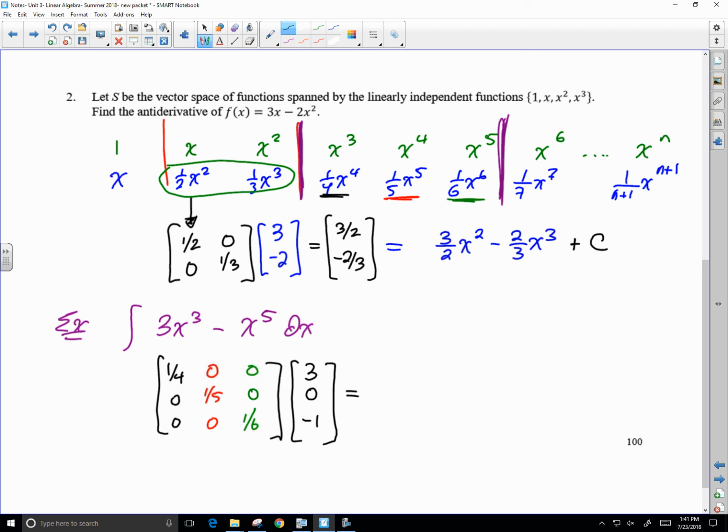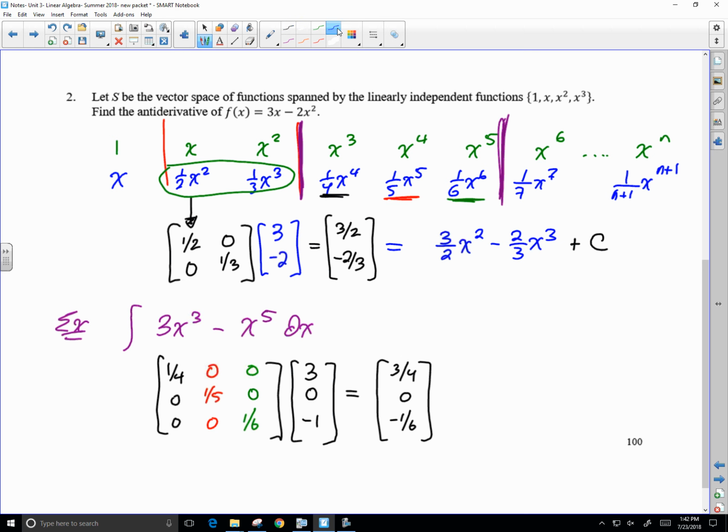Very easy to multiply because with polynomials for antiderivatives anyway, well, I can't think of any. First off, I'm not going to give you any situations that vary from this type of scenario on the test, but when it comes to just simple polynomials, they always end up being diagonal matrices, so the work is very easy. 3/4, 0, -1/6.